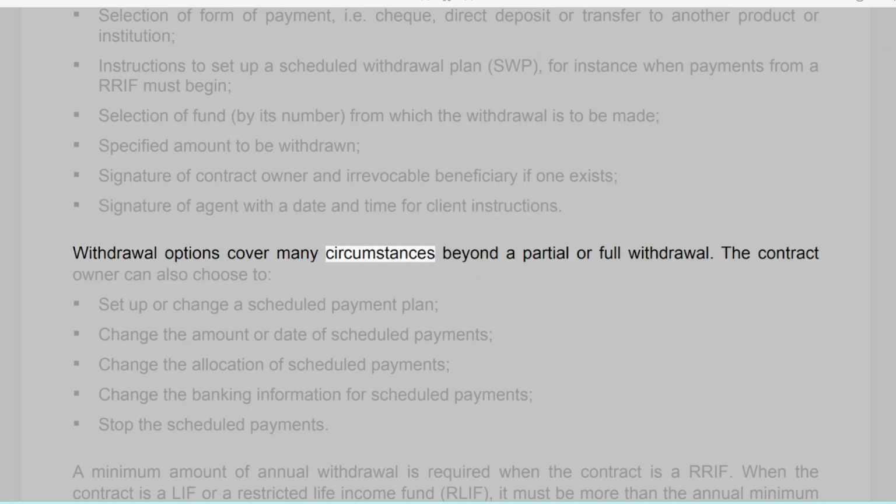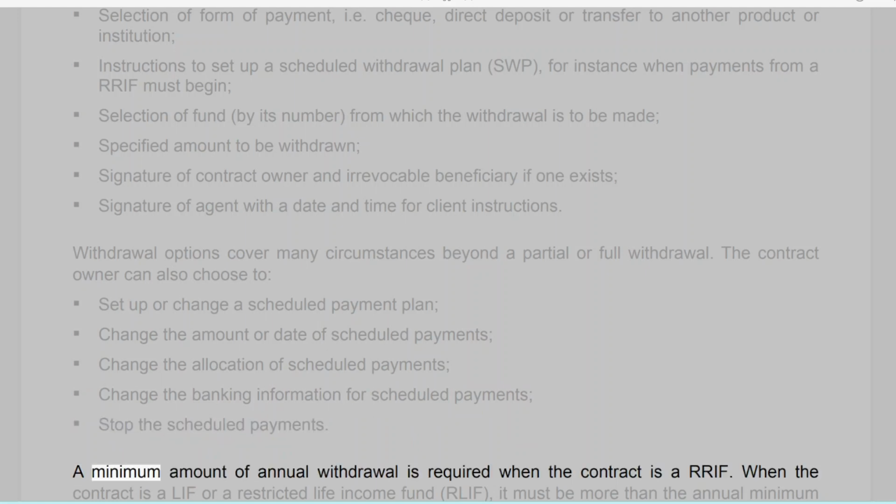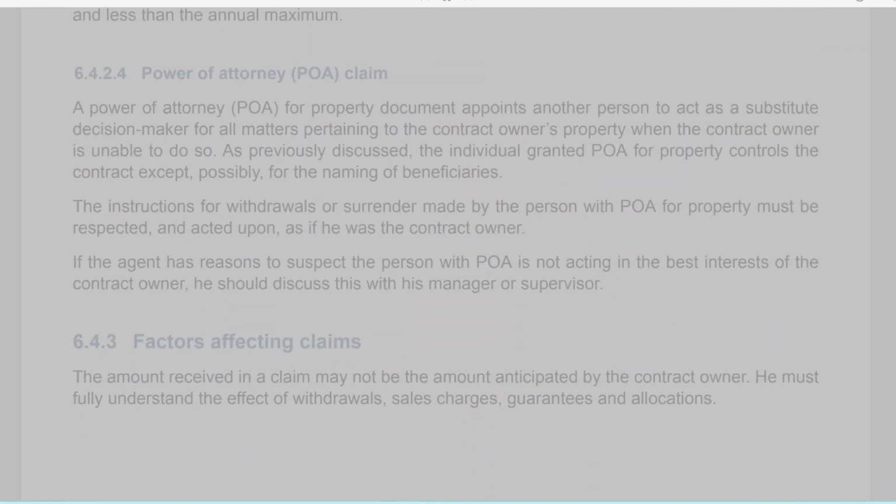Withdrawal options cover many circumstances beyond a partial or full withdrawal. The contract owner can also choose to set up or change a scheduled payment plan, change the amount or date of scheduled payments, change the allocation of scheduled payments, change the banking information for scheduled payments, stop the scheduled payments. A minimum amount of annual withdrawal is required when the contract is a RRIF. When the contract is a LIF or a Restricted Life Income Fund, RLIF, it must be more than the annual minimum and less than the annual maximum.